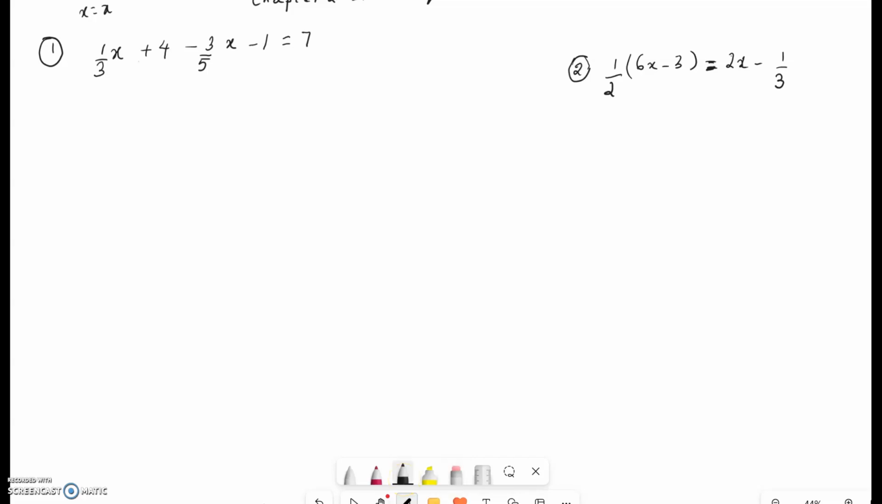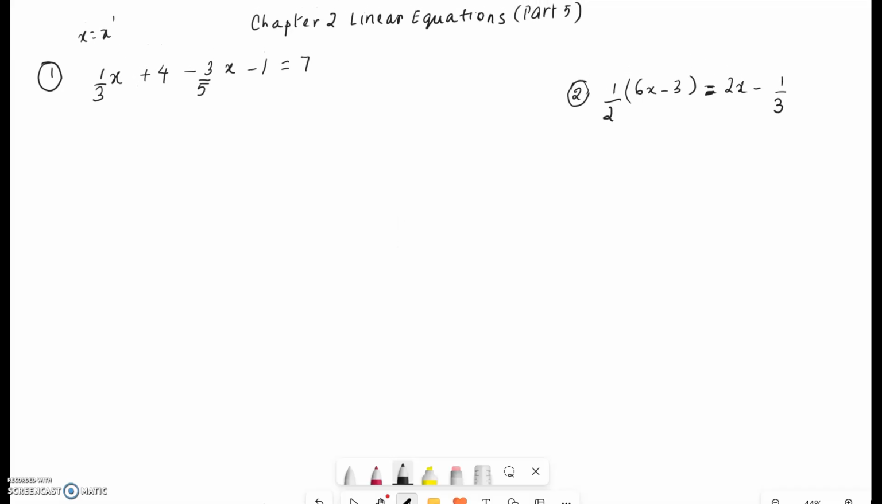Now I have the same equations that I solved in part 4, and we're going to do it in a different way. In the previous part, I showed you how to do the problems by taking a common denominator on the left and the right, and then canceling the common denominator, getting rid of fractions entirely, and then solving the linear equation. Here what I'll do is, I'll just combine the x terms.